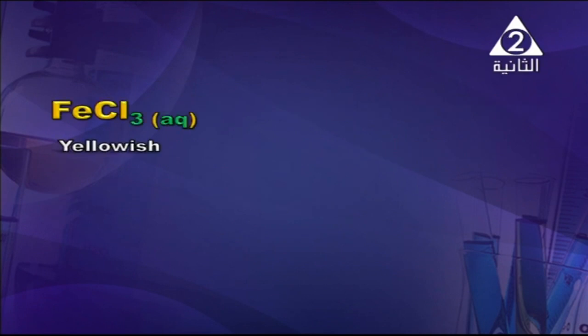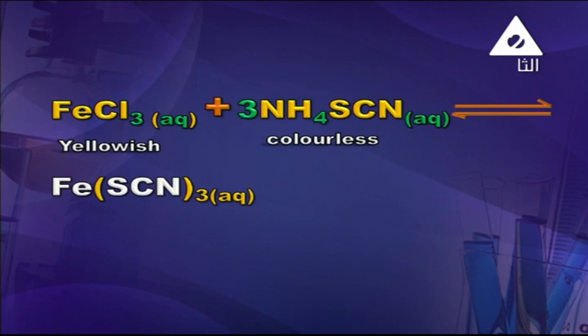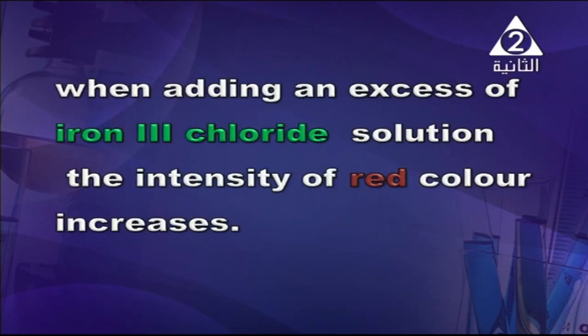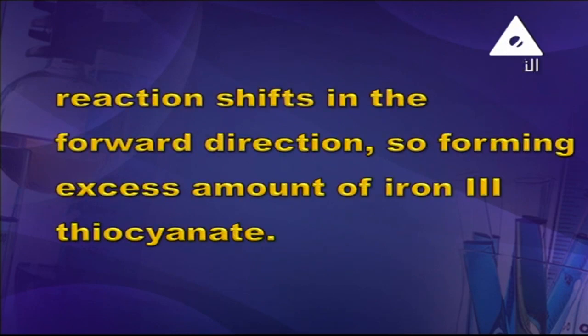As the equation proceeds on the screen, iron 3 chloride, which has yellowish color, to ammonium thiocyanate, which is colorless, it gives in equilibrium iron 3 thiocyanate, which has blood red color, and ammonium chloride is formed. Here, my dear student, when adding excess of iron 3 chloride solution, the intensity of red color increases, and we have given reason in this point, because according to Le Chatelier principle, when the concentration of the reactant increases, the reaction shifts in the forward direction forming excess amount of iron 3 thiocyanate.